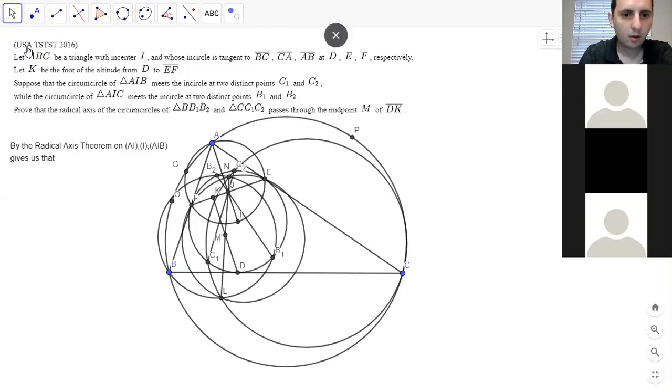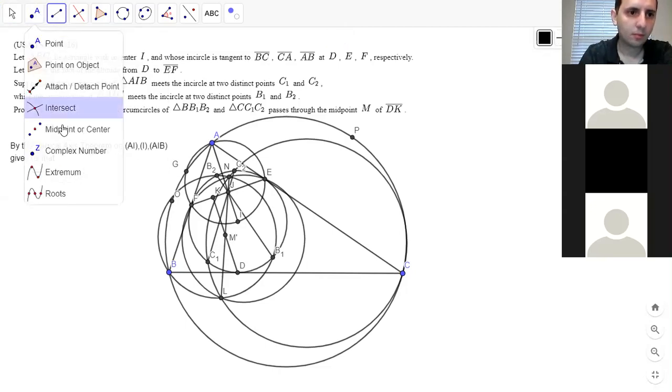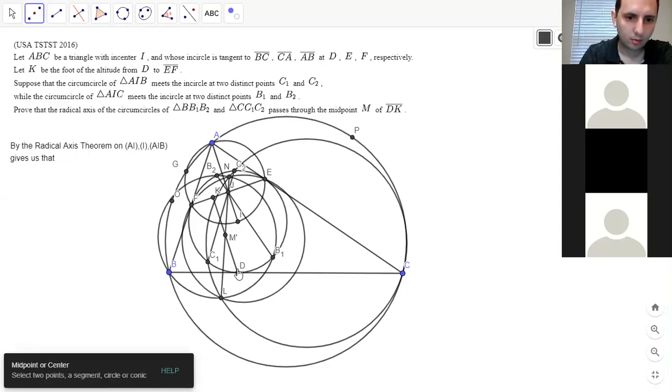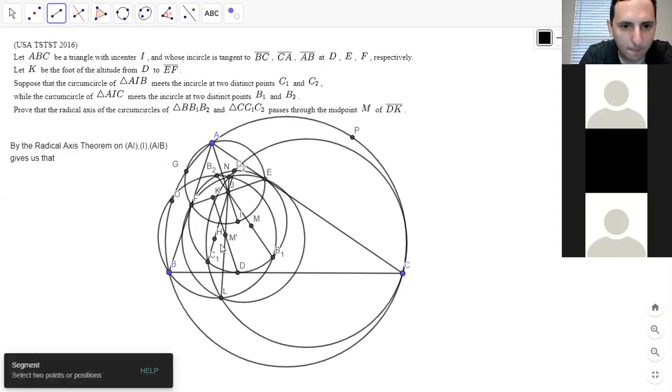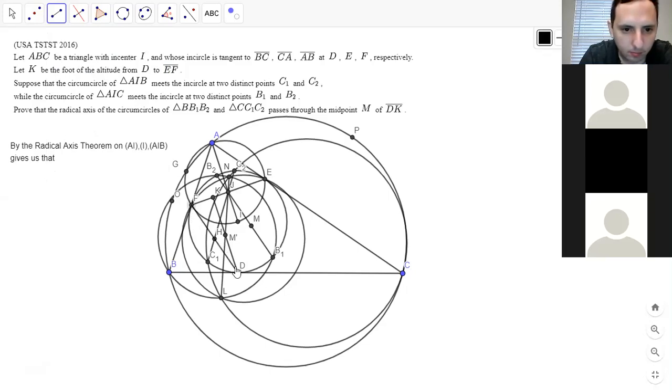Can you label the midpoints of DF and DE? Yeah. Ah, interesting. Looks like they lie, I don't know if that's obvious, but it looks like they lie on B1, B2, and C1, C2. Yeah, actually, it's obvious because B1, B2 is parallel to DF, and J is the midpoint. Okay.